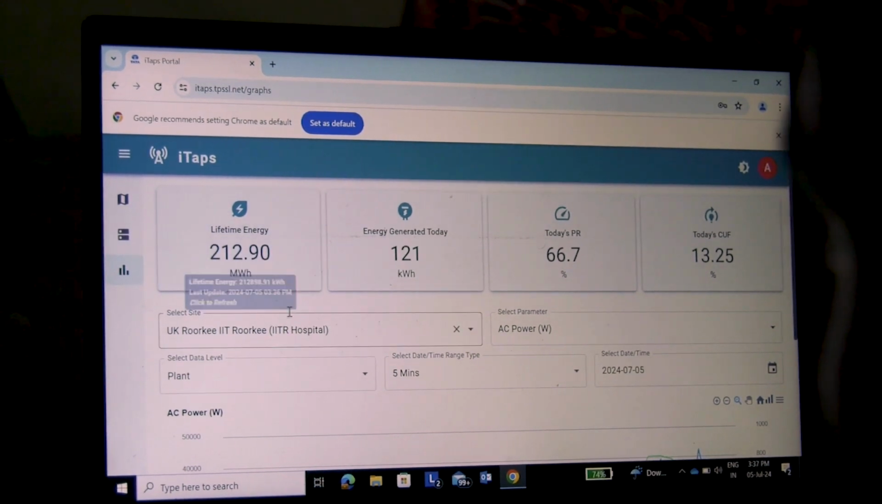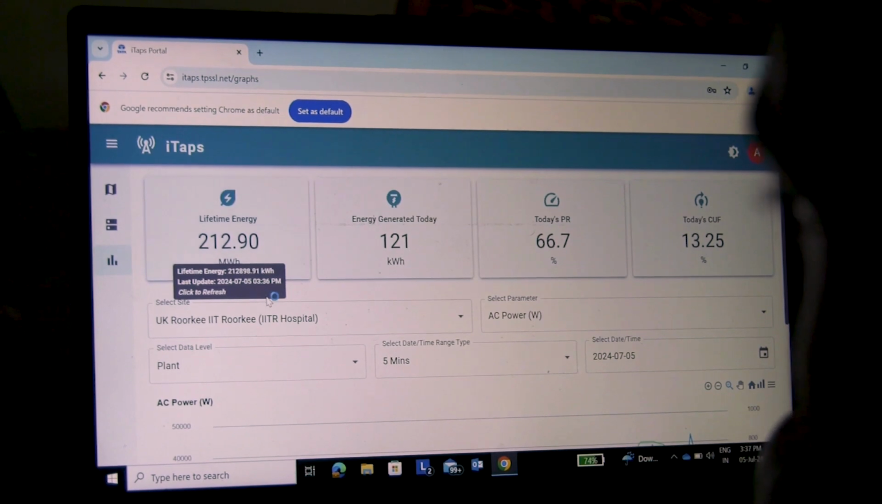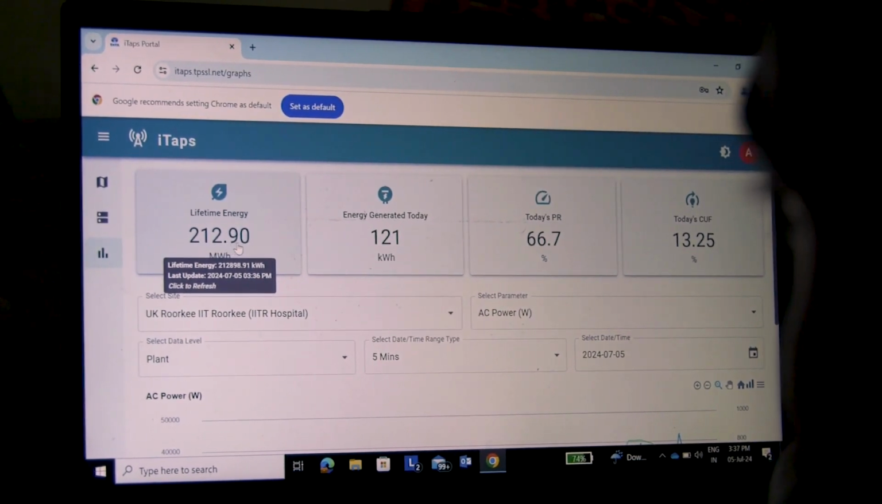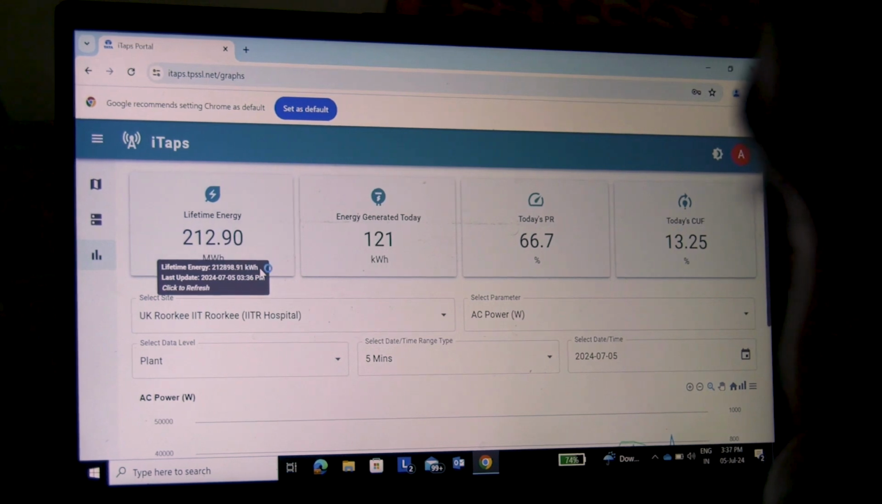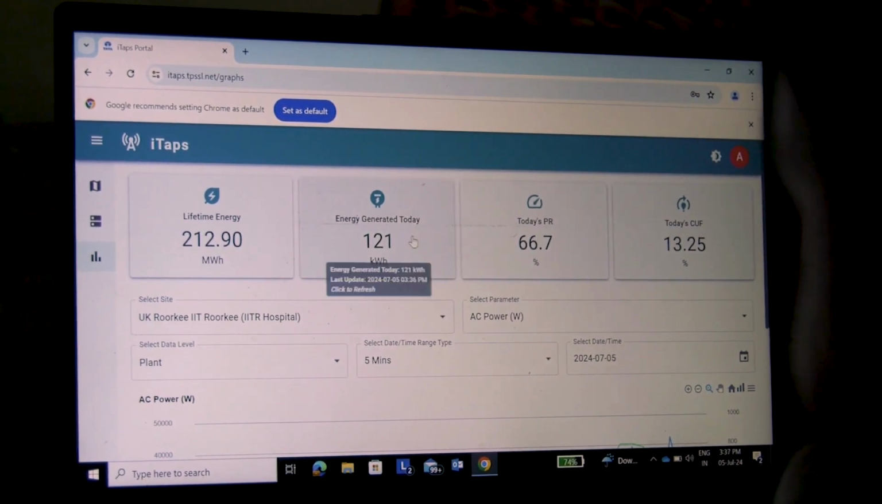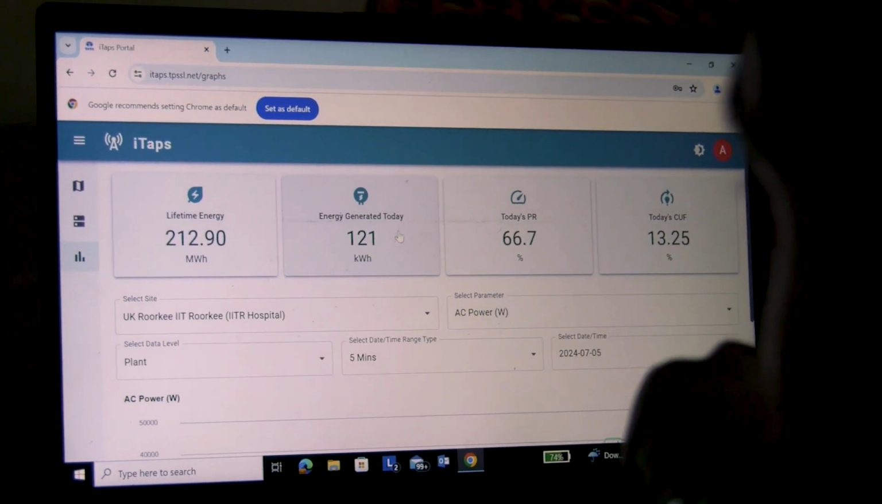The lifetime energy generation by the hospital solar PV system stands at 212 megawatt hour, reflecting the total amount of energy produced since its installation. For the current day, the system has generated 121 kilowatt hour of energy.